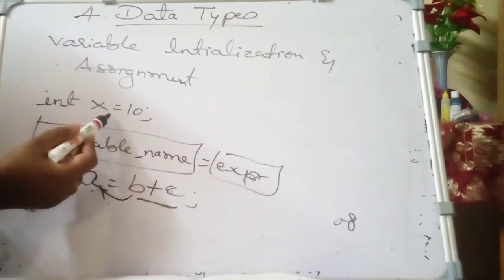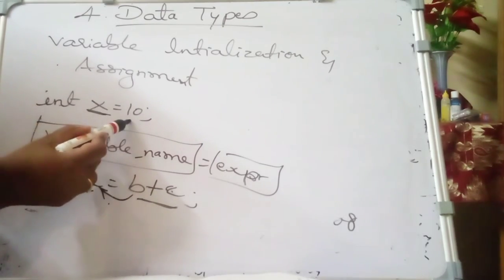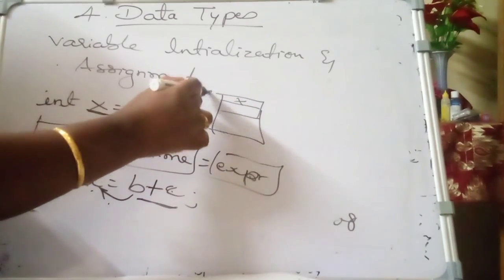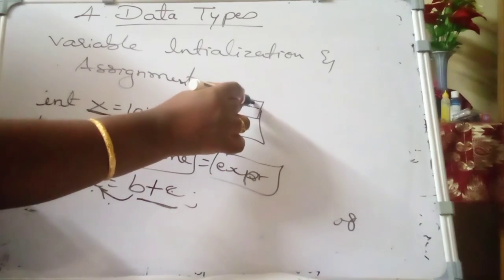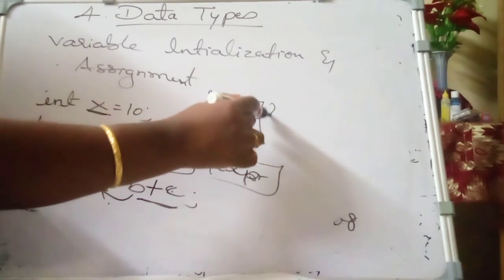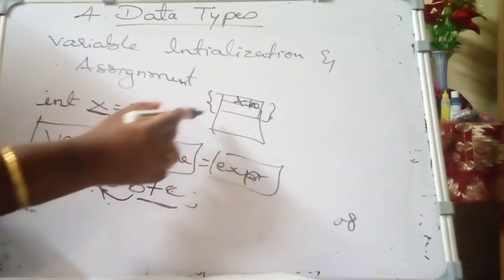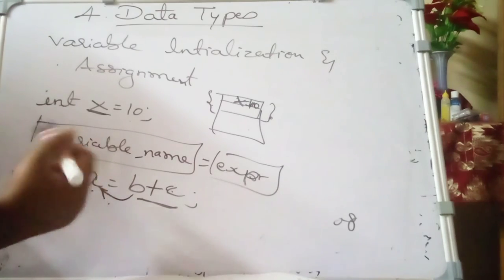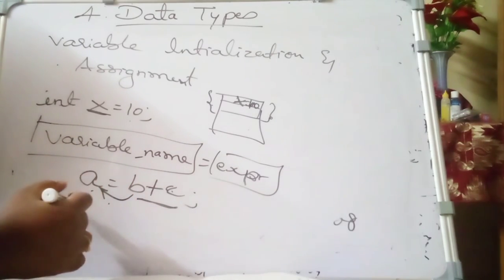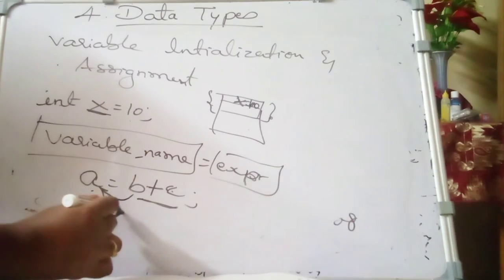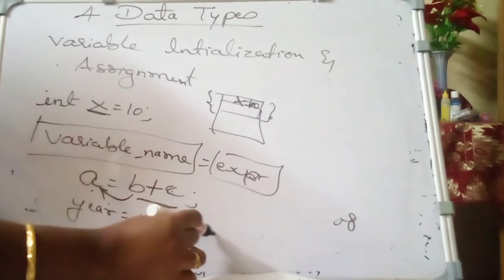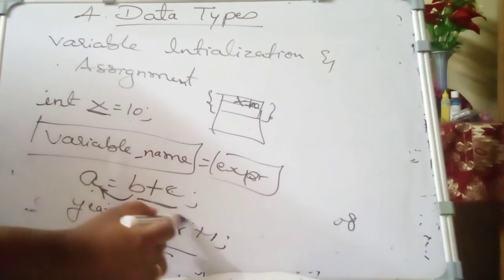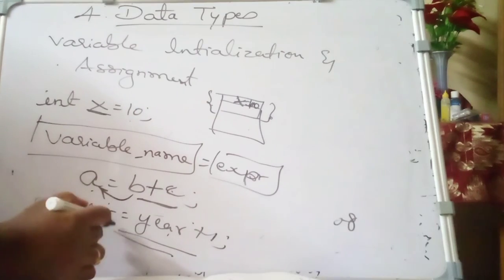And in this case, you are initializing variable x with 10. Int means 2 bytes of memory is reserved for this variable x, and x is equal to 10, so 10 is stored in this 2-byte memory location. Like that, we can assign a value to a variable. For example, if I write year is equal to year plus 1, this is called an assignment statement. Year is incremented by 1 and that result is assigned again to the variable year.